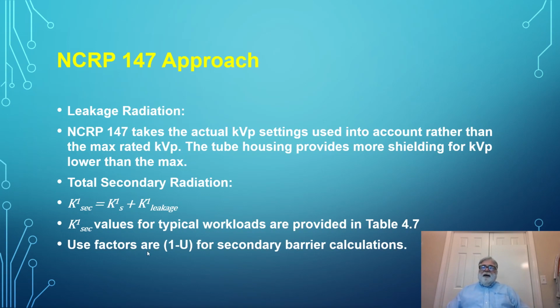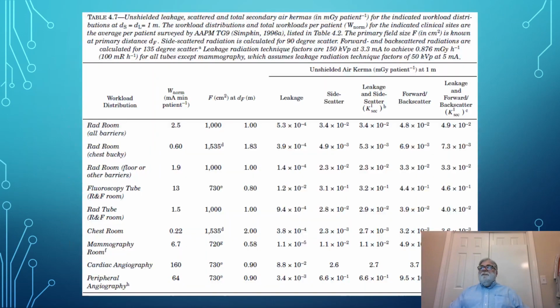If you think about it, the scattering, if the primary beam is oriented in one direction 50% of the time, then there's no scattering 50% of the time. Scatter is by definition outside of the primary beam. And so they have a 1 minus U that's incorporated in their calculations because there is no scattering for the fraction of time that the primary beam is pointing toward the barrier. Scatter is only in other directions.